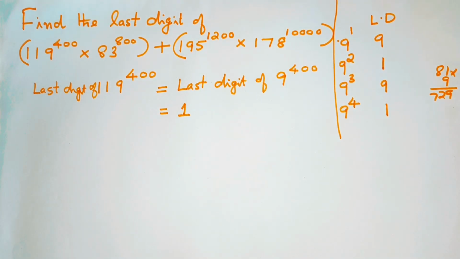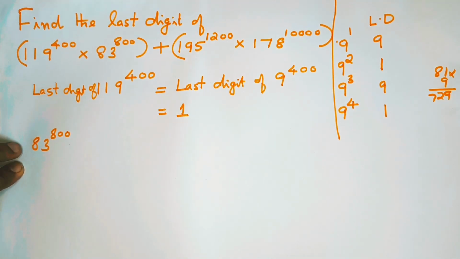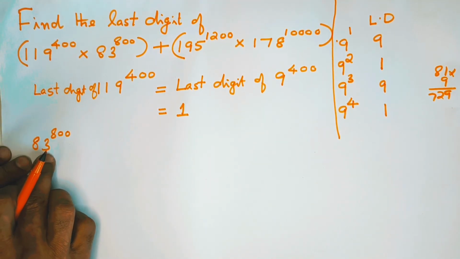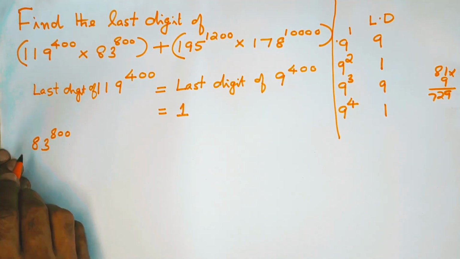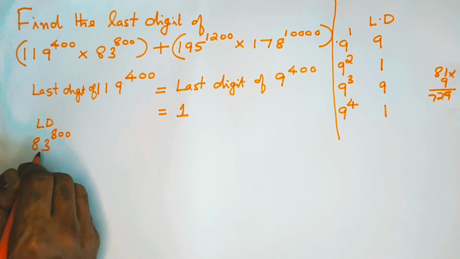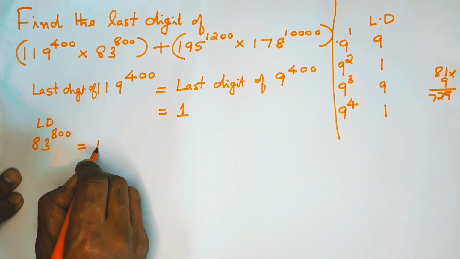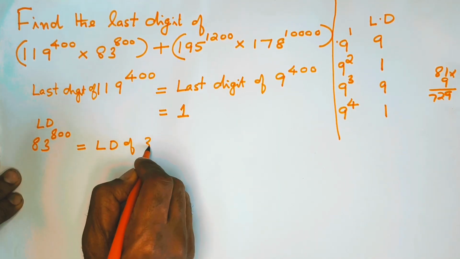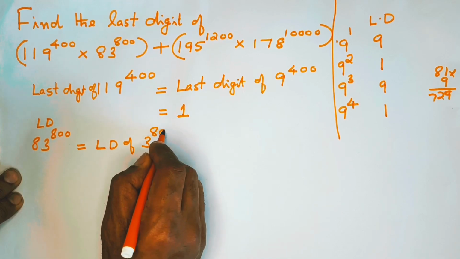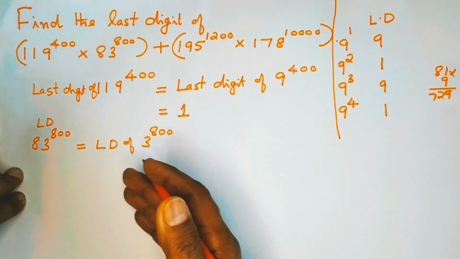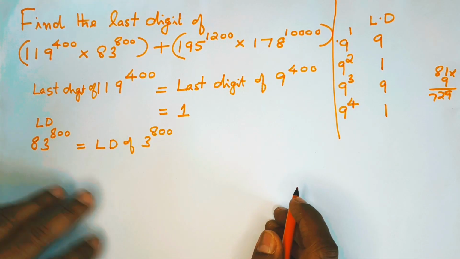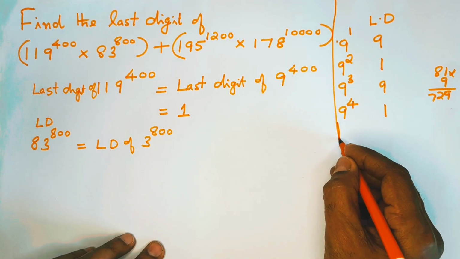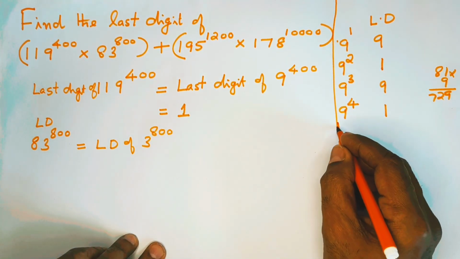Now take the next number, 83 to the power of 800. Here also, the last digit is decided by 3 to the power of 800. The last digit of this number is the same as the last digit of 3 to the power of 800. To find out the last digit of this number, like we did for 9, we will do for 3.